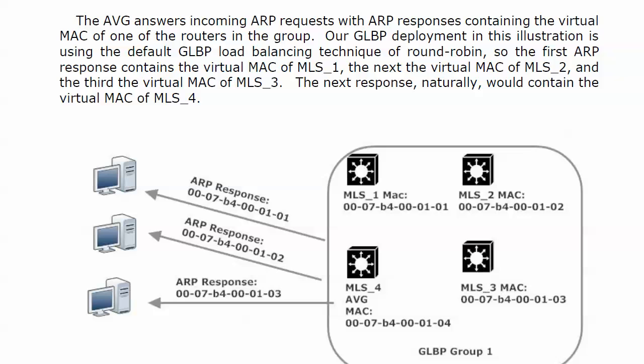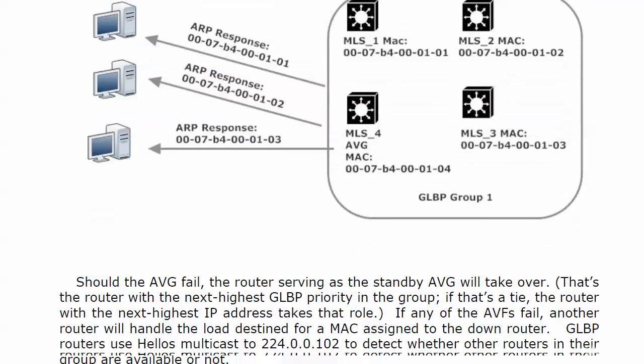These hosts are never going to see the actual MAC addresses of the switches in this group, only the virtuals. Now, our GLBP deployment here is using the default load balancing technique of round robin. So the first ARP response will contain the virtual MAC of MLS 1, then the next one 2, and then the next one 3, and then the next response, which is not shown here naturally, would contain the virtual MAC of MLS 4. And then it just kicks around again. 1, 2, 3, 4, 1, 2, 3, 4. That's just the way it goes.